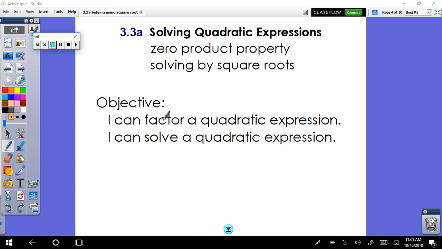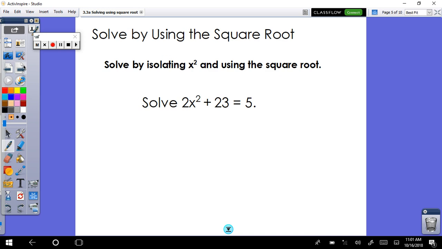All right, we're going to do 3.3a. It's solving by square roots, including complex number solutions. So these slides are going to have a whole bunch of different examples and different ways of writing the answers. However, the process for solving using square roots is about the same.